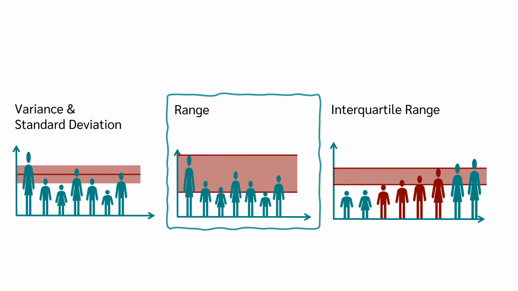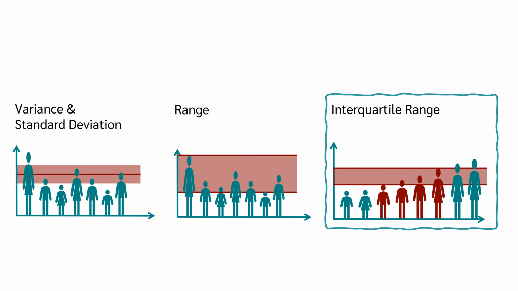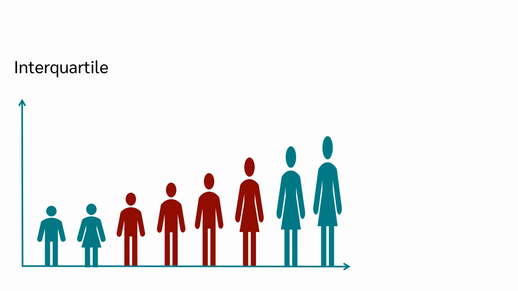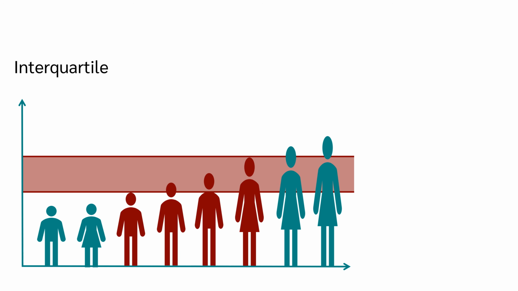Let's move on to range and interquartile range. It is easy to understand. The range is simply the difference between the maximum and minimum value. Interquartile range represents the middle 50% of the data. It is the difference between the first quartile, Q1, and the third quartile, Q3. Therefore, 25% of the values are smaller than the interquartile range, and 25% of the values are larger. The interquartile range contains exactly the middle 50% of the values.